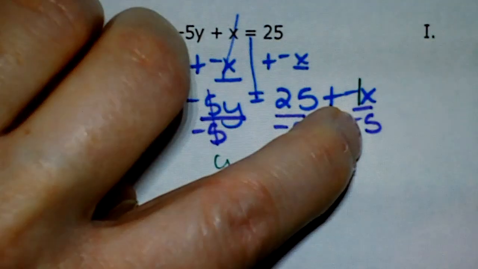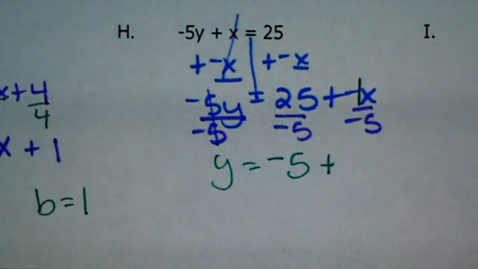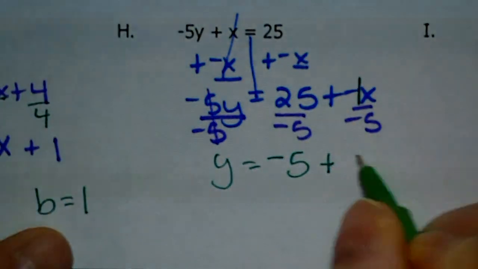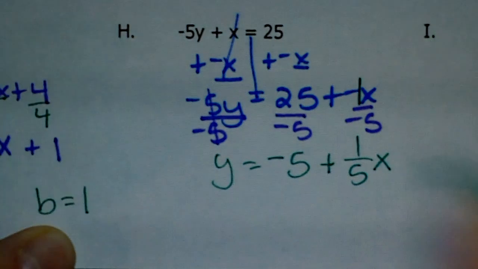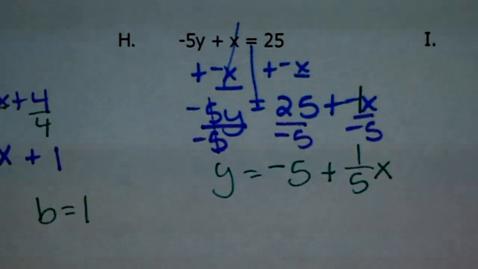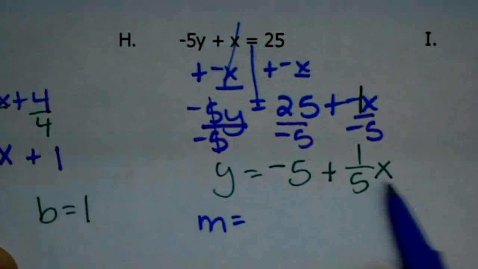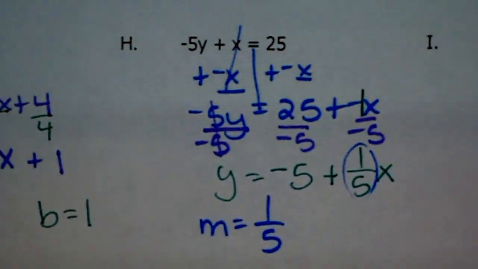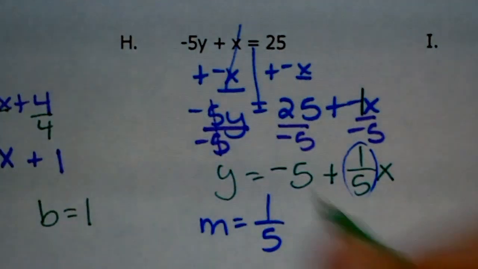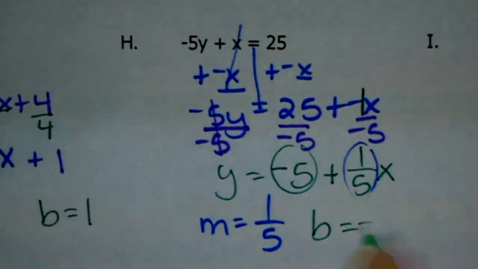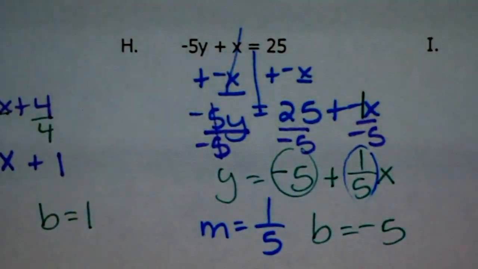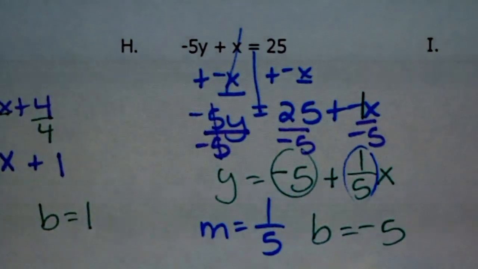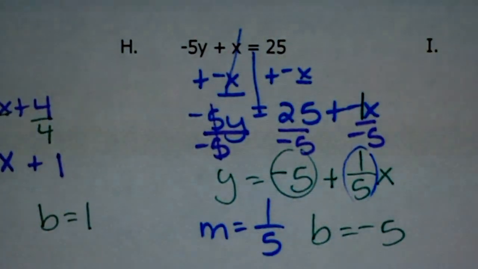So what I'm left with here is 1/5. You don't need to write that as a decimal. I want slope to be a ratio of rise over run. So I'm left with 1/5 times x. And again, we'll be doing more of these in class for sure. So the coefficient of x now, we're ready because y is alone, is 1/5. That means my slope is 1/5. And the number by itself is negative 5, so my b is negative 5. So that graph would cross negative 5 on the y-axis. And to get from one point to the next, you would go up 1, right 5.